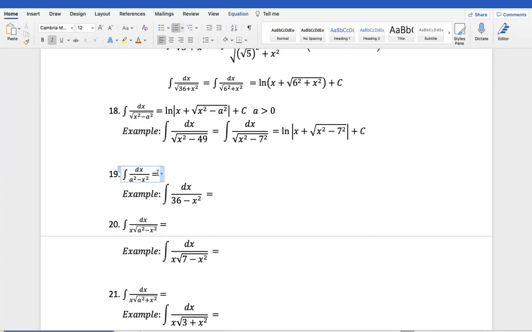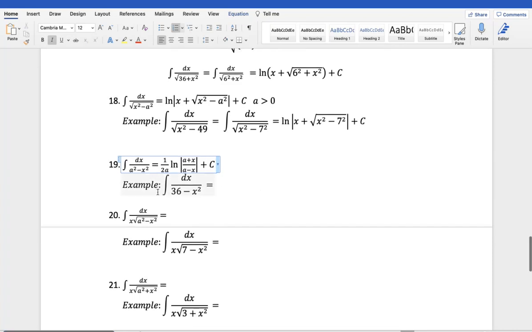Integrals of this general form have the solution of the form 1 over 2a, right? Once again, a is our constant, multiplied by ln of the absolute value of a plus x divided by a minus x, plus our constant c.